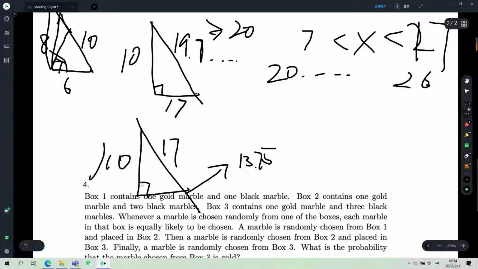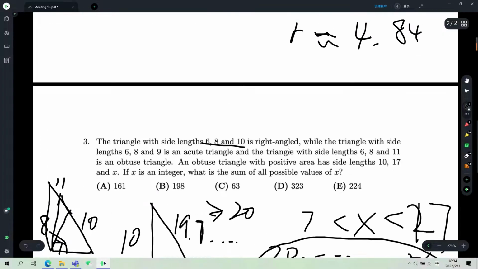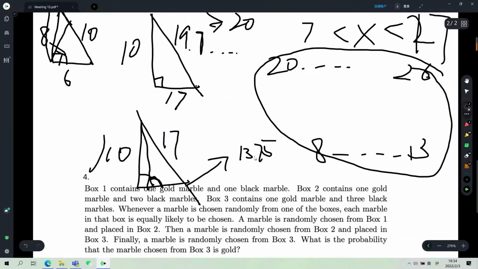However, in order for this triangle to be obtuse, this side should be smaller than this number. Imagine that it is smaller, and this angle would be greater than a right angle. So the possible values are from 8 to 13. And just adding up all the numbers, we can get 224.